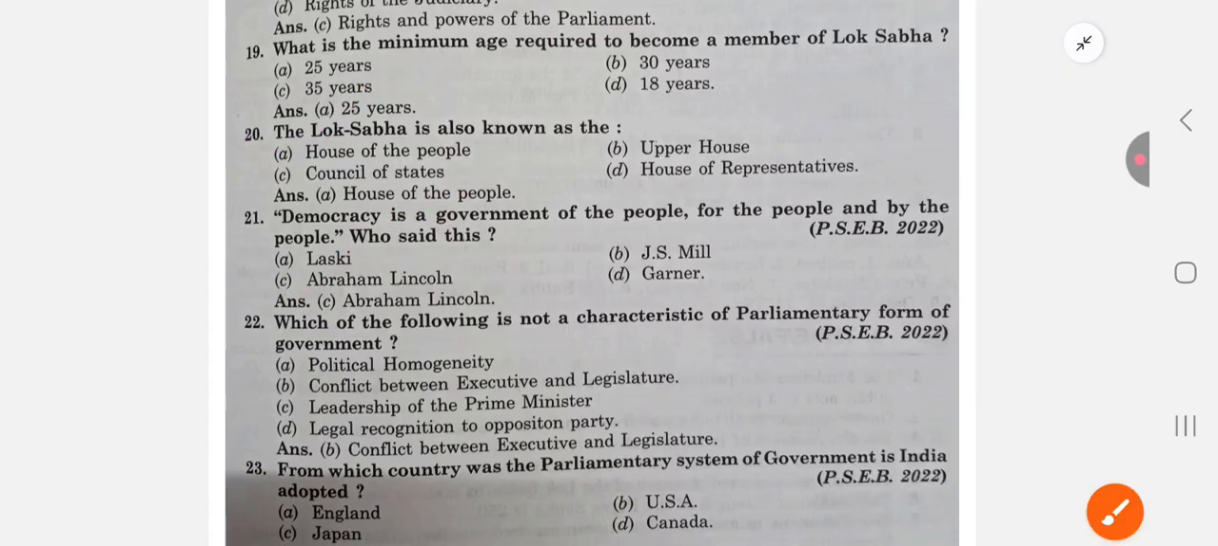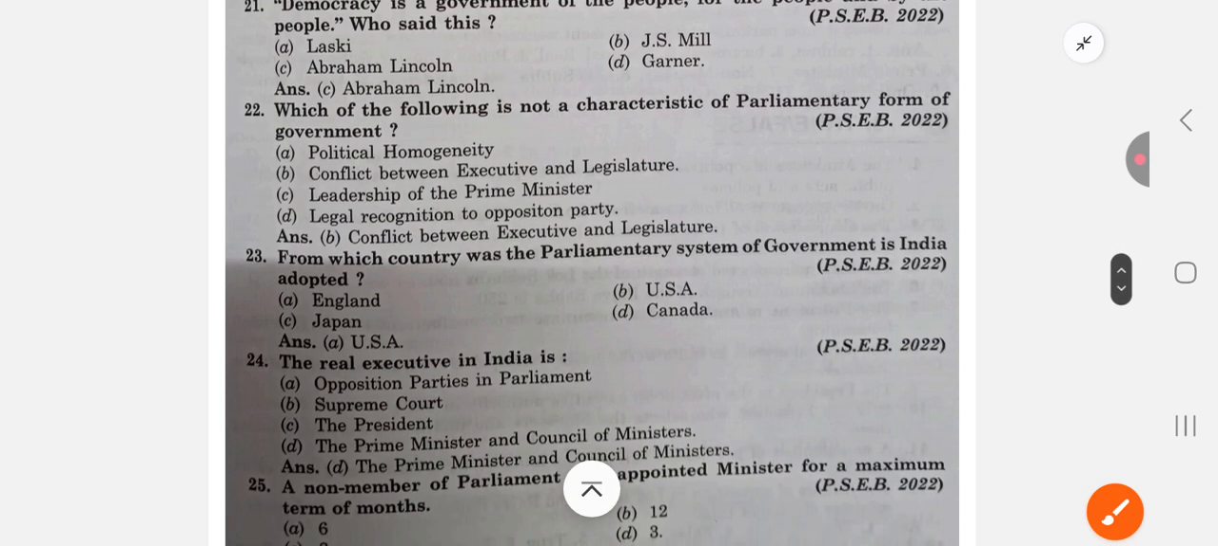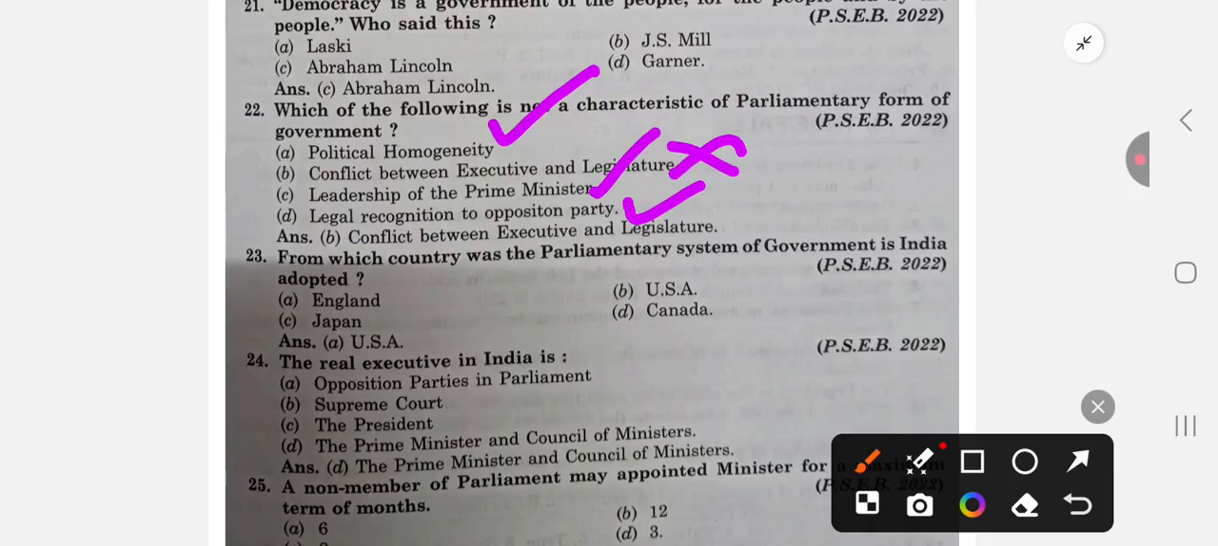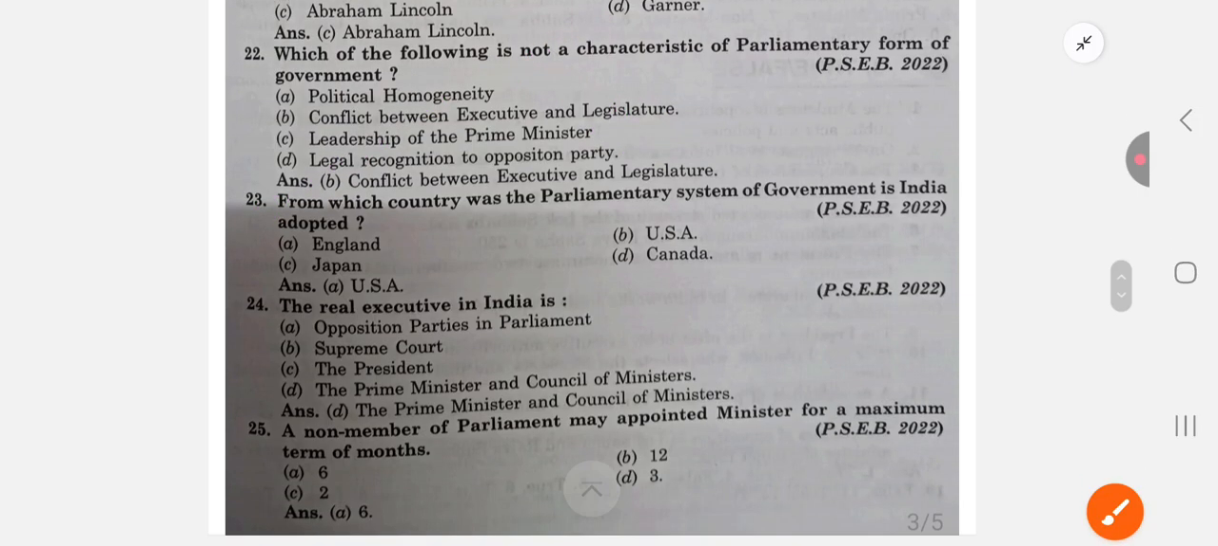Which of the following is not a characteristic of parliamentary form of government? Political homogeneity is required. Conflict between executive and legislature? No, it is not. Leadership prime minister? It is right. Legal recognition to opposition party? That is true. So B is the answer, conflict between executive and legislature.